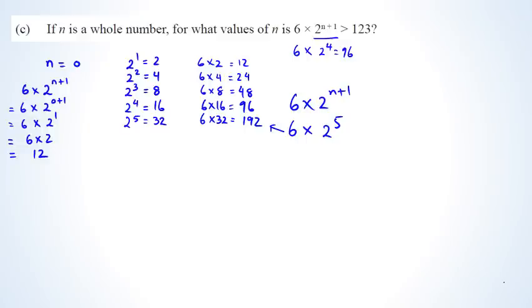So really I have 6 times 2 to the power of 5, and in the question I have 6 times 2 to the power of n plus 1. So I could say that n plus 1 should equal 5, and n has to equal 4. But the question is actually asking for what values of n this number is greater than 123. So n could be 4 and above. So my final answer would be n has to be greater than or equal to 4.